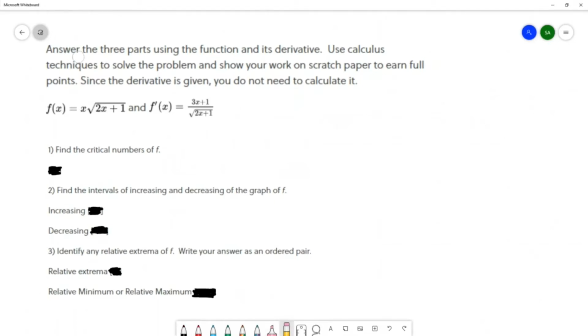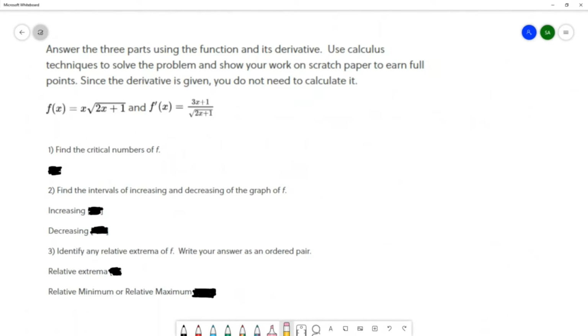For this question, we want to answer the three parts using the function and its derivative. Use calculus techniques to solve the problem and show your work on the scratch paper to earn full points. Since the derivative is given, you do not need to calculate it.